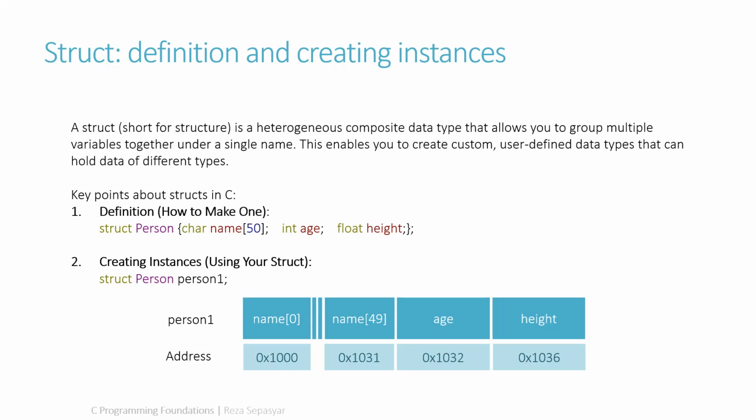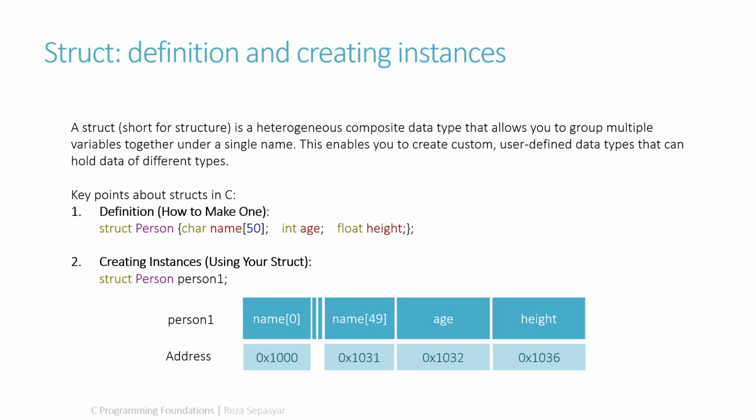1. Definition, how to make one. You start with the word struct, give it a name, and then inside curly braces, you list out the stuff you want to put inside. These are your member variables. It's like writing a recipe for what your struct should contain.